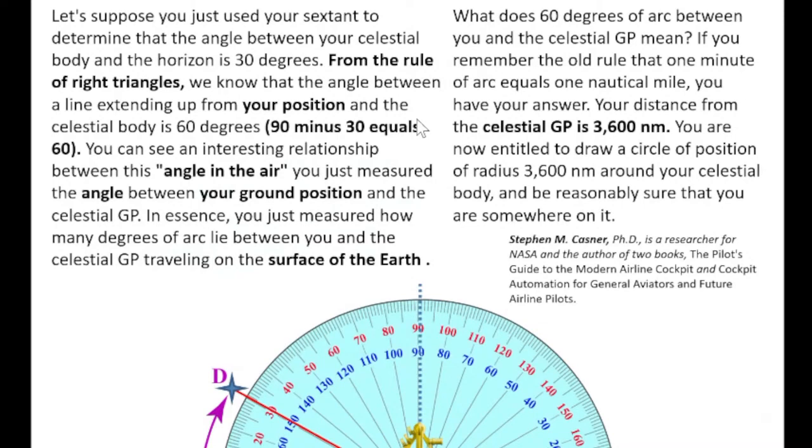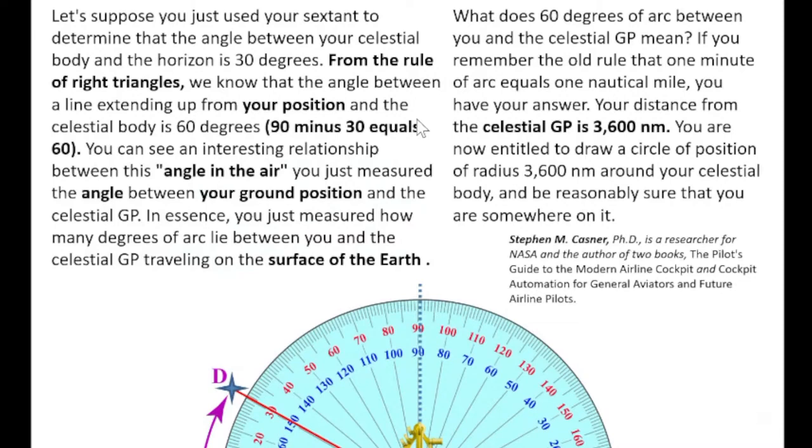You can see an interesting relationship between this angle in the air. You know those arc minutes and all that, nautical miles, comes from the angle in the air. You just measured the angle between your ground position, back to the ground, and the celestial GP. In essence, you just measured how many degrees of arc lie between you and the celestial GP traveling on the surface of the Earth. Not the center of the Earth, the surface of the Earth. What does 60 degrees of arc between you and the celestial GP mean? If you remember the old rule that 1 minute of arc equals 1 nautical mile, you have your answer. Your distance from the celestial GP is 3,600 nautical miles.